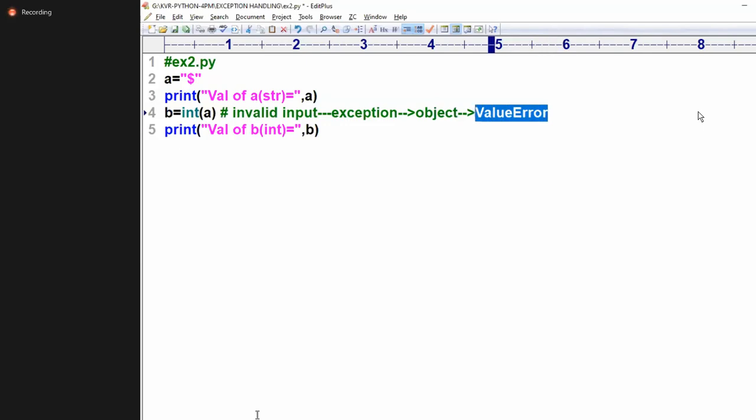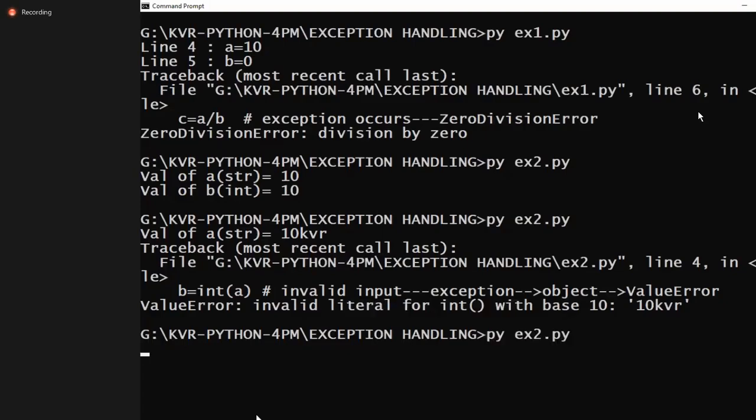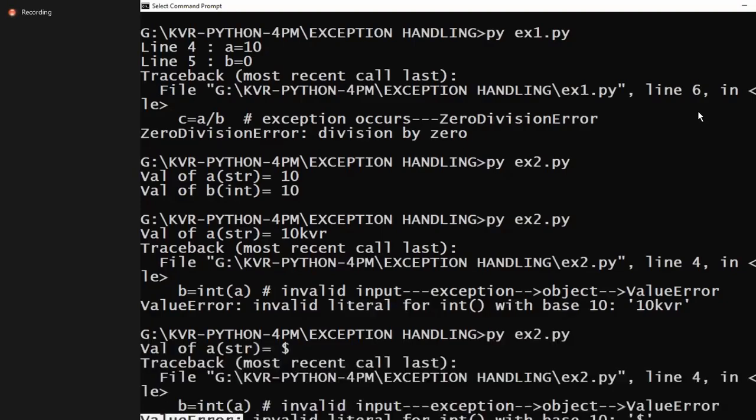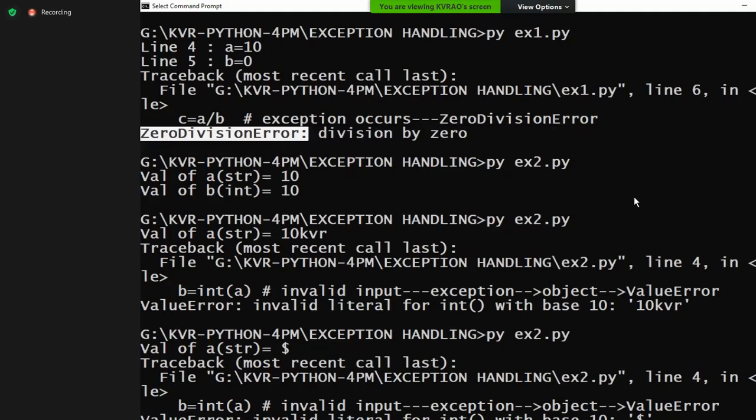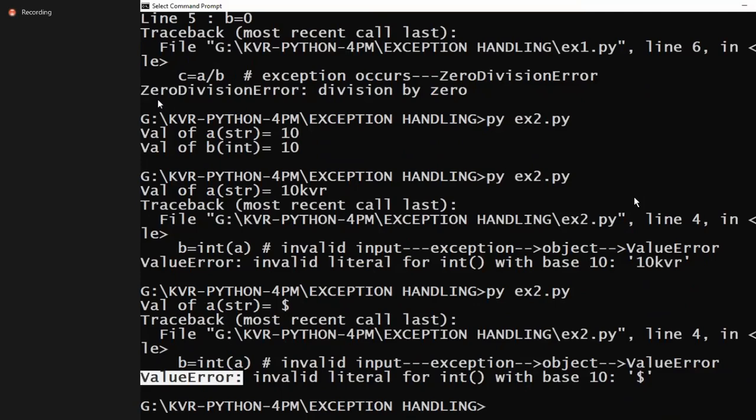Is this class something you developed or already developed? Is this exception something you developed or already developed? Already developed. ZeroDivisionError is an exception already developed. ValueError, is it developed by you or already developed? Already developed. Then these are called what? Normal classes or exception classes? Exception classes. These are all called exception classes.